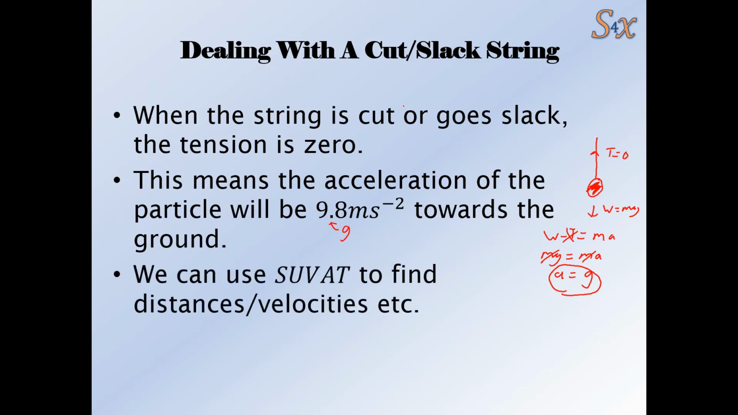Once we know that, we can use SUVAT to find distances or velocities because we know the acceleration. If we know the initial velocity, we can find distances it travels and the final velocity and the time it takes to do things. We can find all sorts using SUVAT, which we did in the kinematics lessons, if you remember.